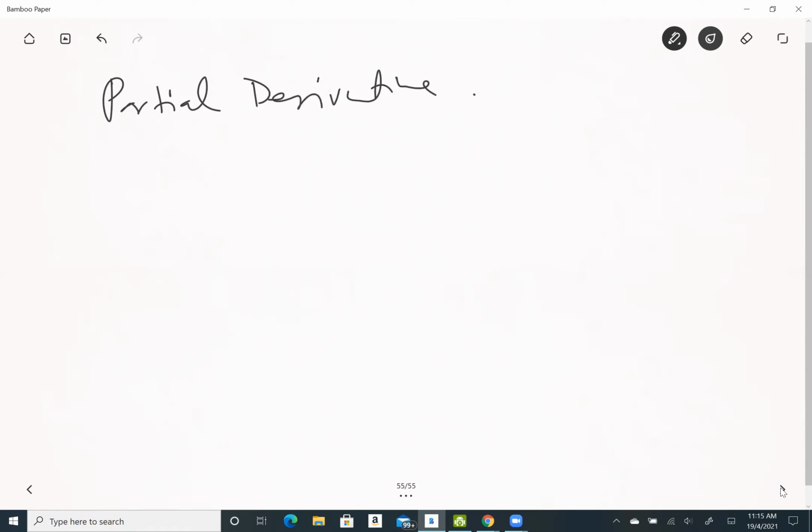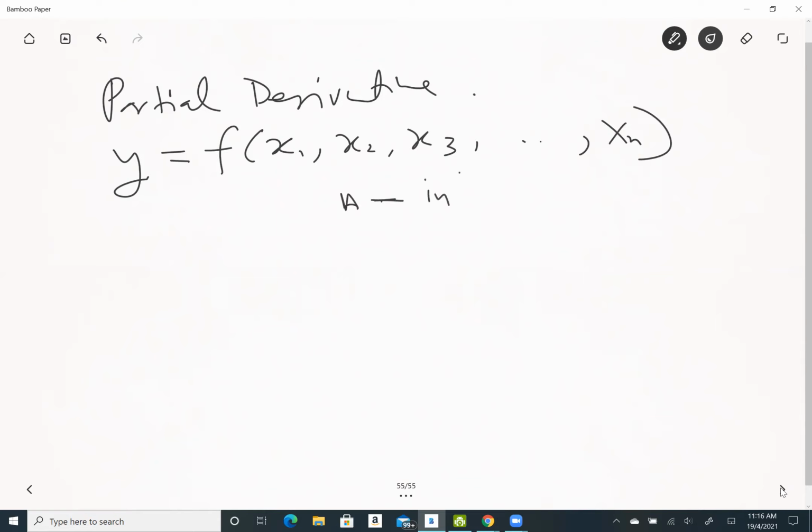Okay. So here you have a function y, and it has more than one independent variable. So you have x1, x2, x3, up to xn, where n is an integer. This is the general form for a function with two or more independent variables. So to satisfy the condition, n must be bigger than or equal to 2.